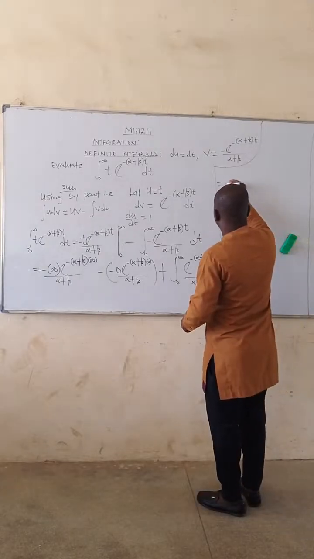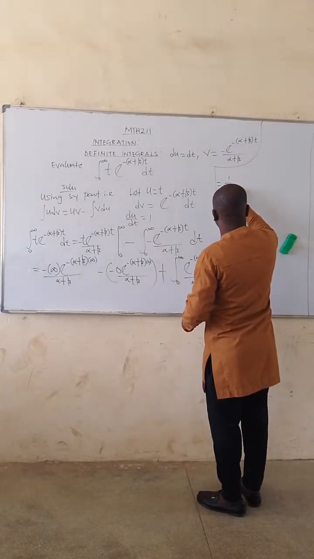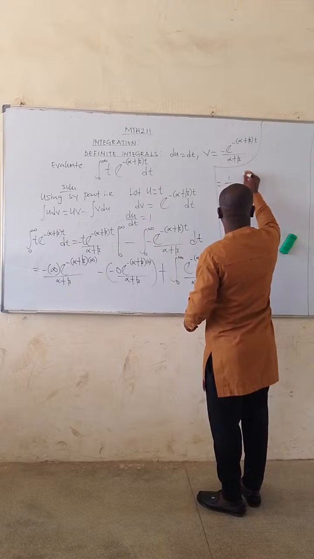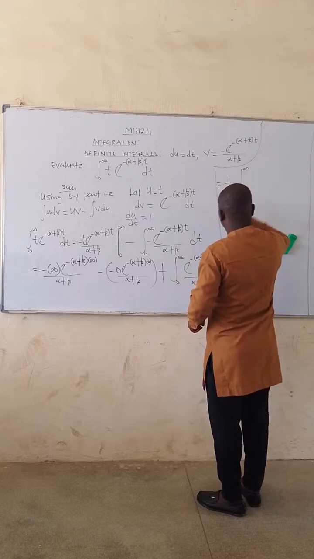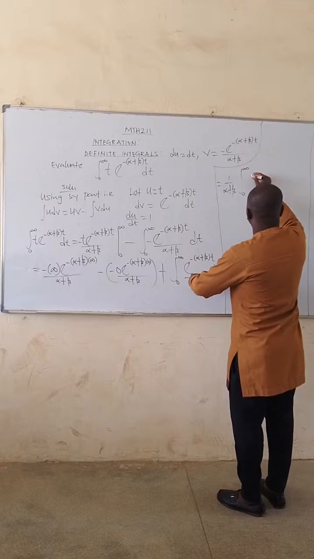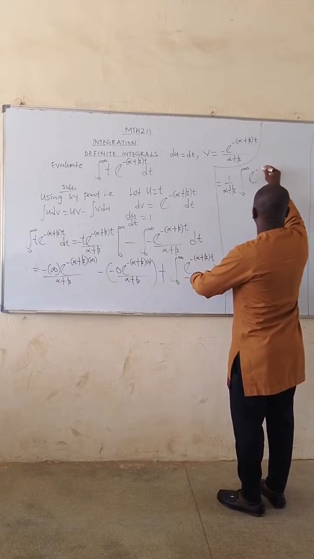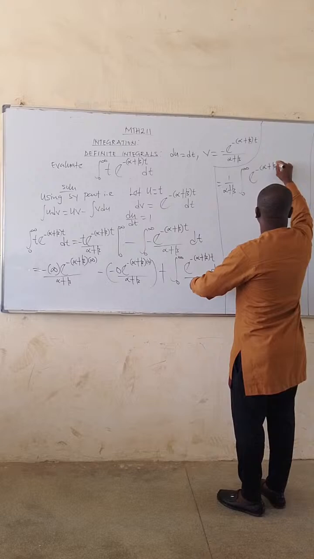So this is equal to 1 all over alpha plus beta integral 0 to infinity, right? So we are going to have exponential minus open brackets alpha plus beta t.